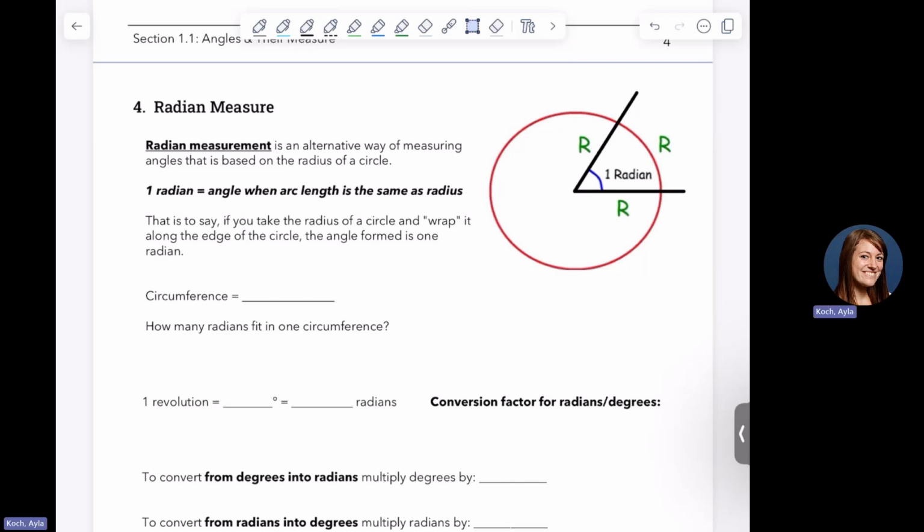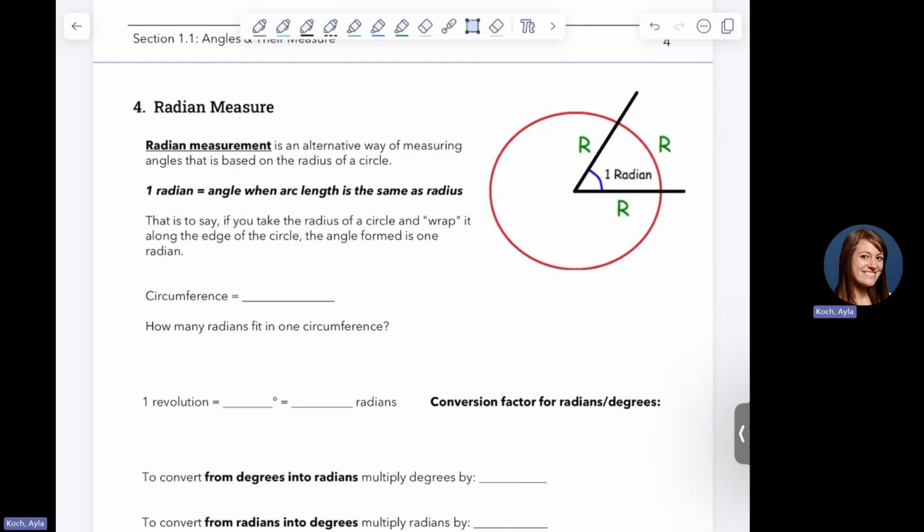All right, radian measure. Radian measurement is another way to measure angles, and it's different than degrees. It measures the same thing as degrees, but it's a different measurement unit. Radians are a way of measuring that's based on the radius of a circle.